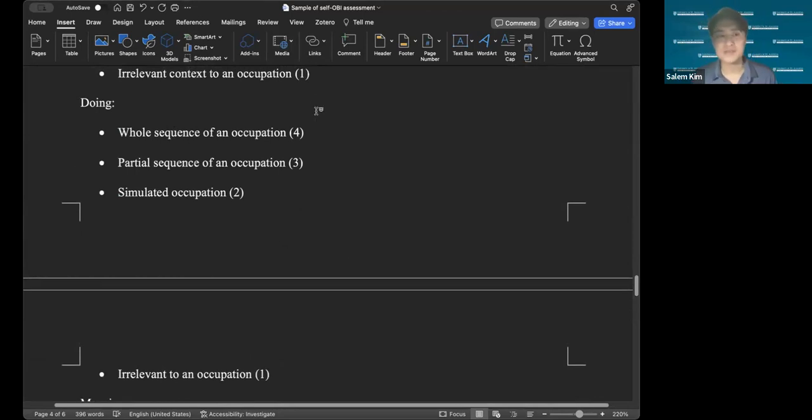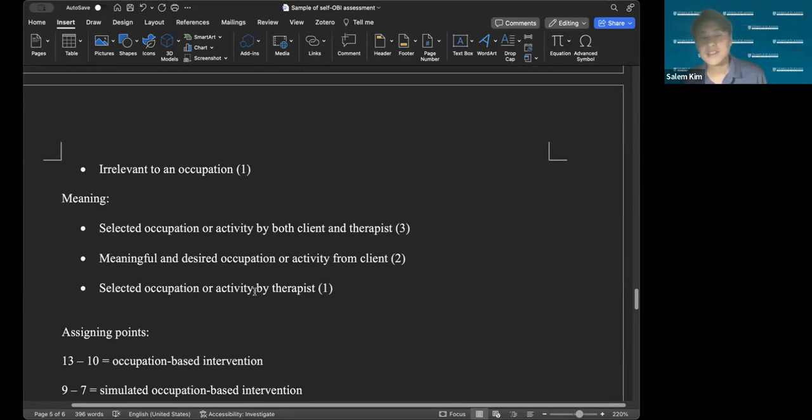So the doing aspect. We're going to differentiate this in 4 different points, depending on whether the patient is actually doing the whole sequence of an occupation, versus a partial sequence of the occupation, or a simulated occupation, or something irrelevant to that occupation whatsoever.